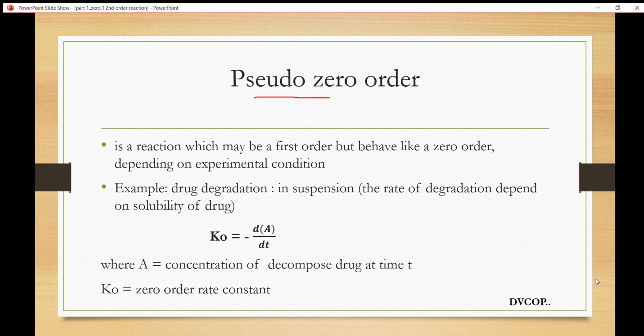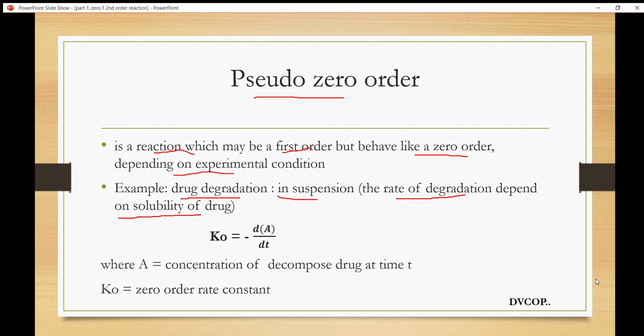Next one is the pseudo zero order reaction. It is a reaction which may be first order but behaves like a zero order reaction depending on the experimental conditions. Hence this reaction is known as a pseudo zero order reaction. An example is drug degradation in suspension. The rate of degradation depends on the solubility of the drug. That means the rate of degradation does not depend on the concentration terms, whereas it depends on the solubility of the drug, hence it is a zero order reaction.